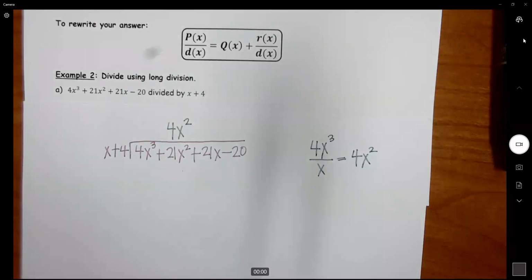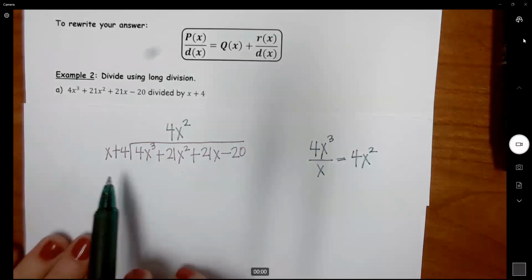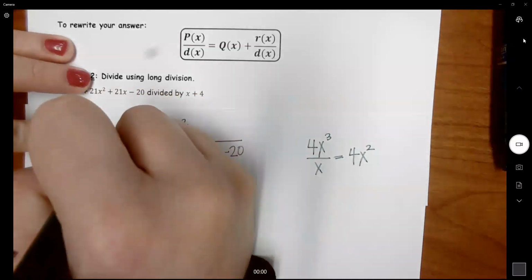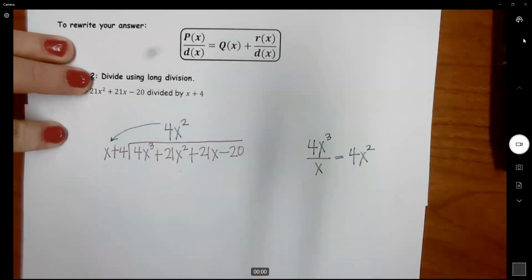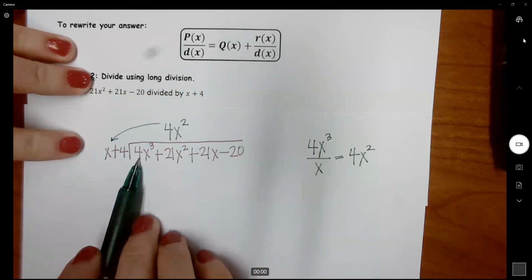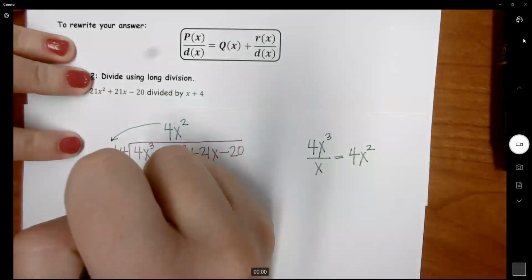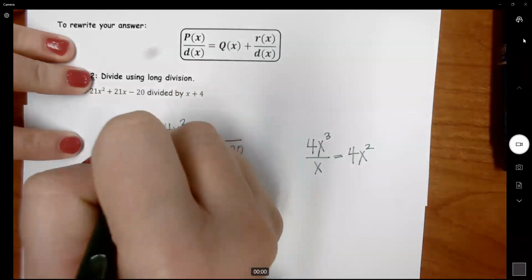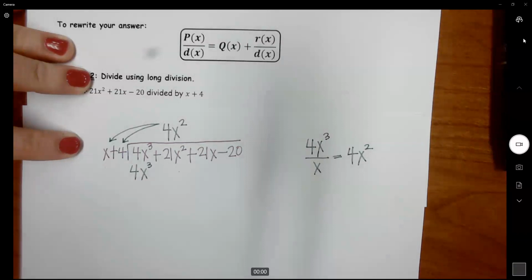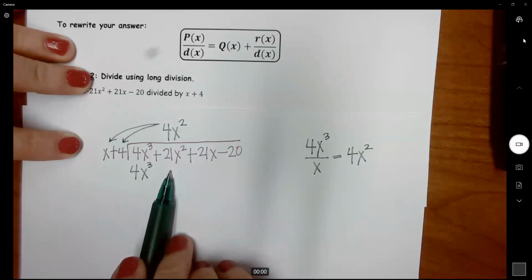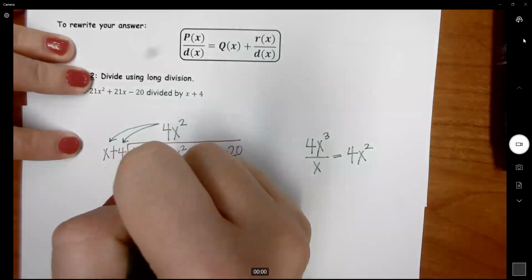And now multiply it back. Now when we multiply, I'm multiplying it by everything. So I'm going to do 4x squared times x to get 4x cubed. And I'm going to put it under its like term, which is also the cubed. And then 4x times 4 is going to give me 16x squared. And I'm going to put that under my squared column because it's going to be under its like term.